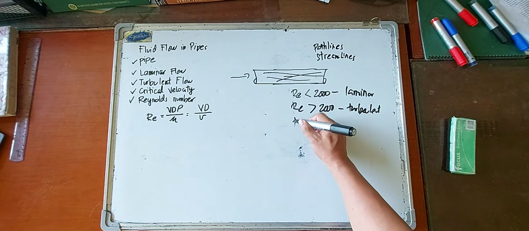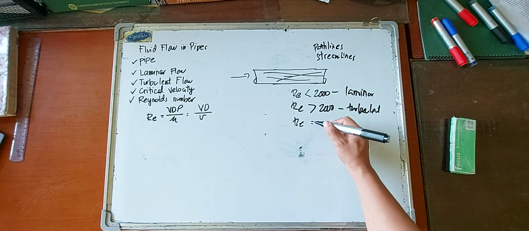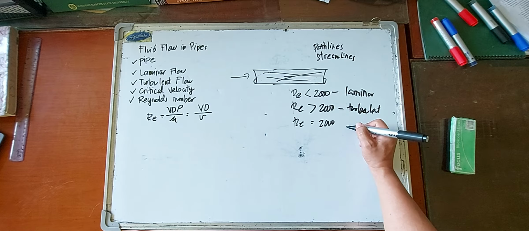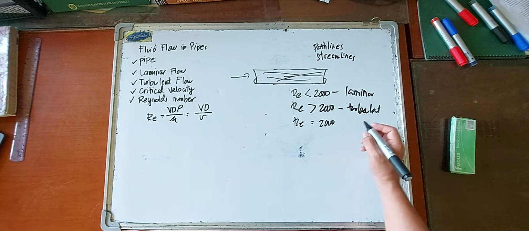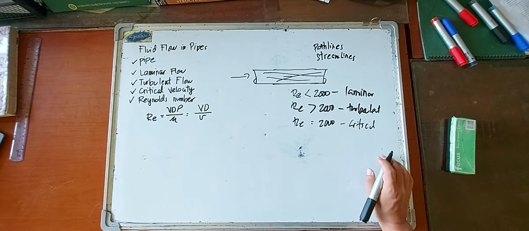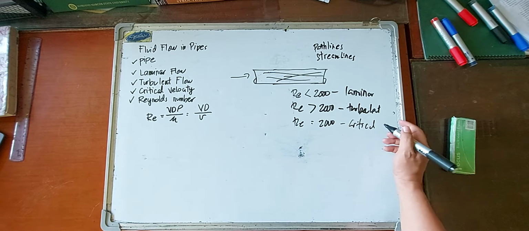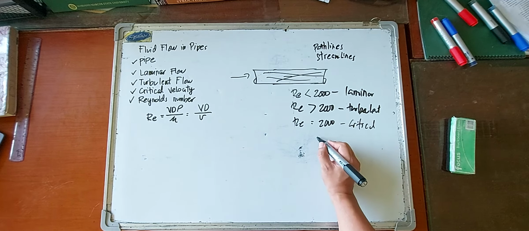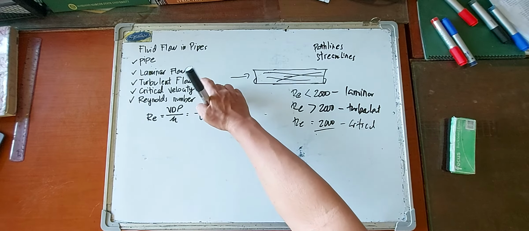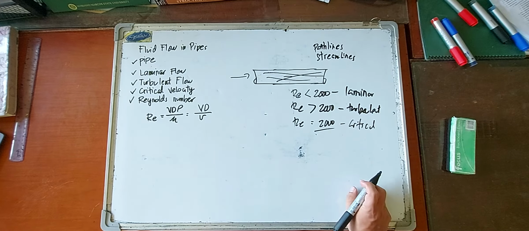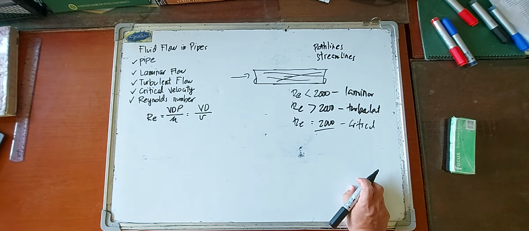Sir, what if the Reynolds number is equal exactly to 2,000, or although this rarely happens, this is a critical flow. Critical flow. And the velocity when the Reynolds number is at critical condition or 2,000, we call that the critical velocity. So yan yung boundary between laminar and turbulent. Okay? So that's it.